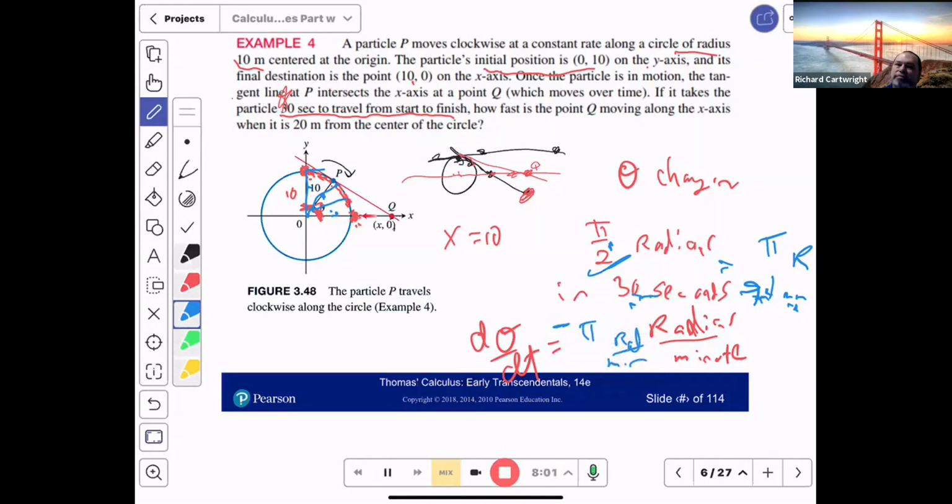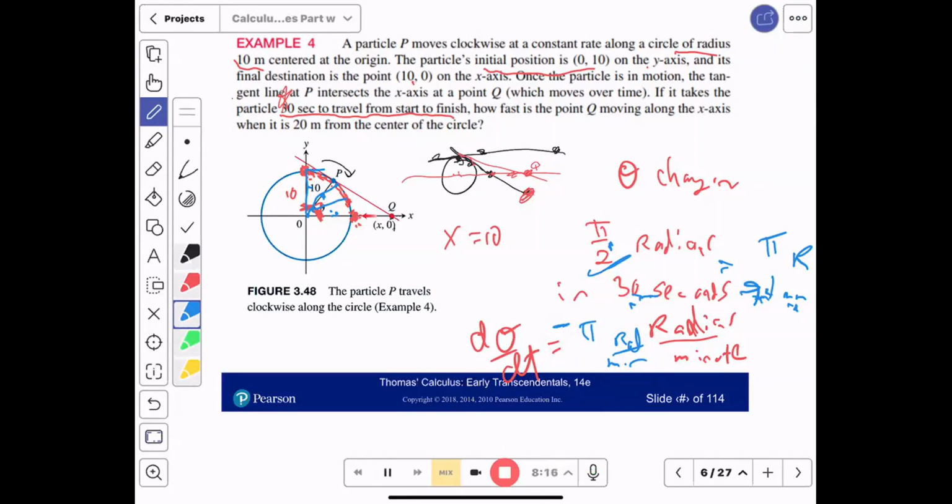Now you can do pi over 2 per 30 seconds, but I guess the work gets kind of ugly. I did it, and the answer does work out. It just takes more steps, and it doesn't look pretty.